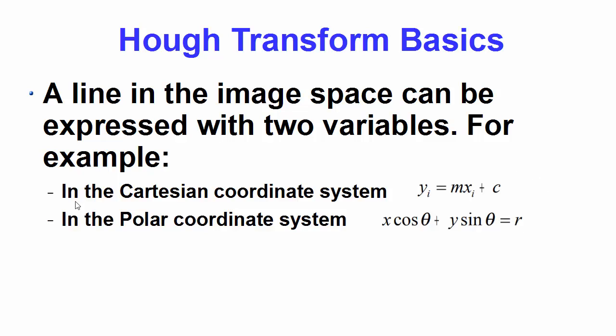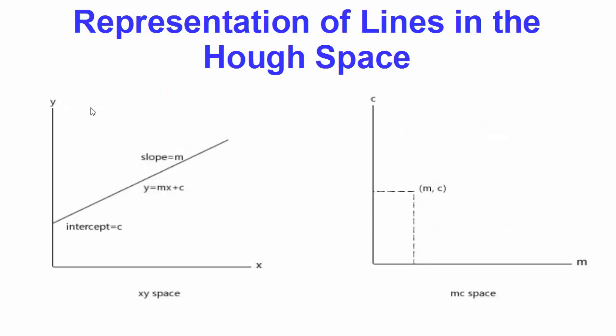Let's start with the Cartesian coordinate system equation first, which is y is equal to mx plus c. When you represent a line in x and y coordinates, which is also called the xy space, this equation looks like this. y is equal to mx plus c, where m is the slope of the line and c is the intercept of this line. If you know the values of m and c, you can represent this line in the x and y coordinates.